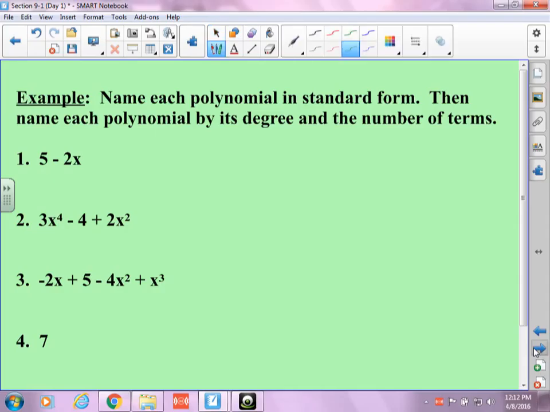So let's take a look at the first polynomial. All right, it's not in standard form. Standard form means that I get my variables in order according to their exponents. So I'm going to write negative 2x plus 5. Where kids mess up on this is they don't put a negative in front of the 2. So make sure that you do that, and then the 5 is positive. Right now, let's do first name. What's the exponent of the variable? 1. It's a 1, so it's called linear.